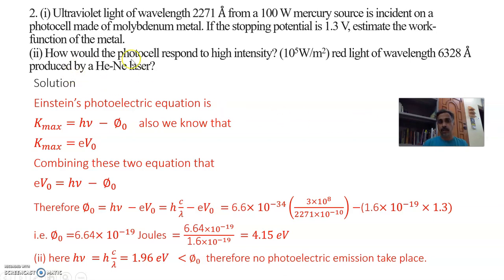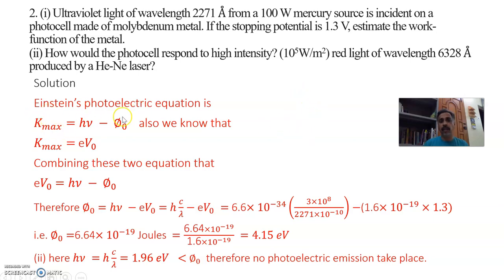So wavelength is given, power is given, and the stopping potential of 1.3 volt is given. And what is asked? I mean, the work function is asked. Work function is phi naught.